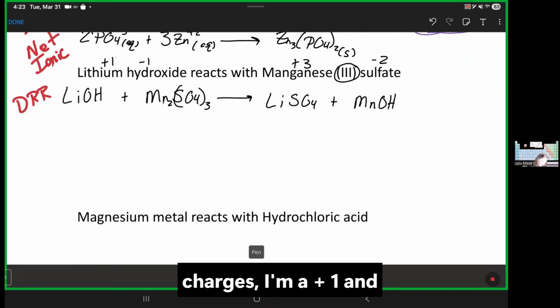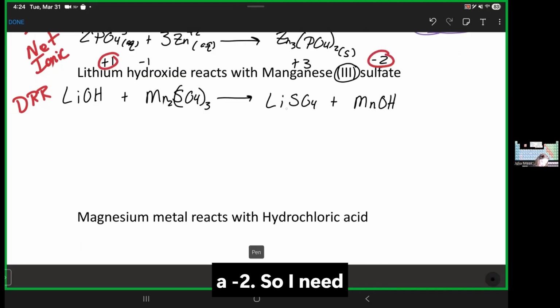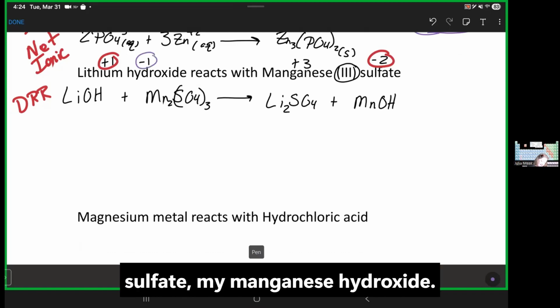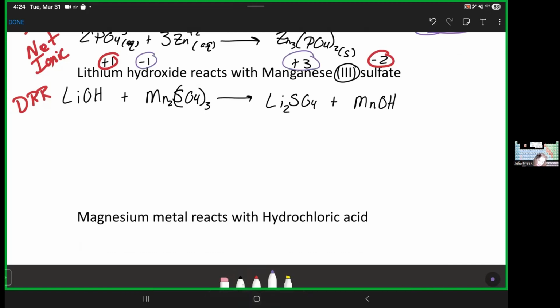Looking at our charges, I'm a +1 and a -2, so I need 2 lithiums in my lithium sulfate. For my manganese hydroxide, I need 3 hydroxides.